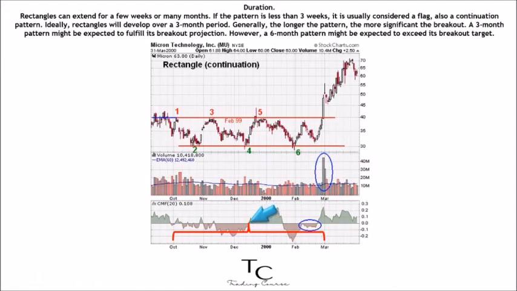Duration. Rectangles can extend for a few weeks or many months. If the pattern is less than 3 weeks, it is usually considered a flag, also a continuation pattern. Ideally, rectangles will develop over a 3-month period. Generally, the longer the pattern, the more significant the breakout. A 3-month pattern might be expected to fulfill its breakout projection. However, a 6-month pattern might be expected to exceed its breakout target.